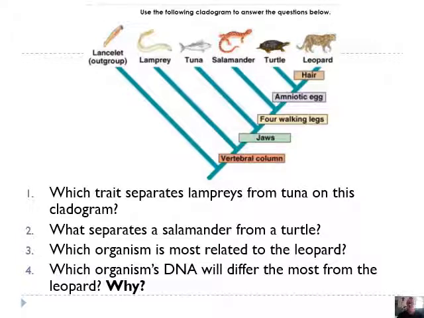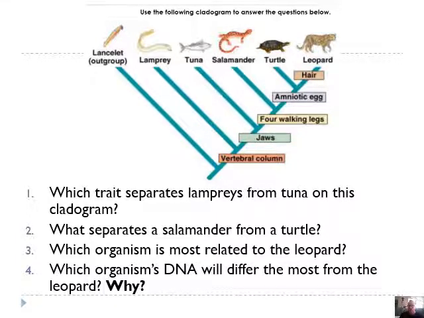Which organism is most related to the leopard? Yes, it's the turtle, because they're closest to each other. So the distance shows how related they are from each other. So yeah, the turtle, which is quite weird, but it's interesting. So which organism's DNA will differ the most from the leopard, and why? So that would be the one that is furthest from the leopard, which is the lancet.